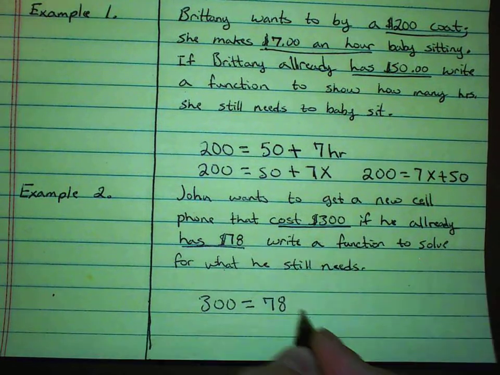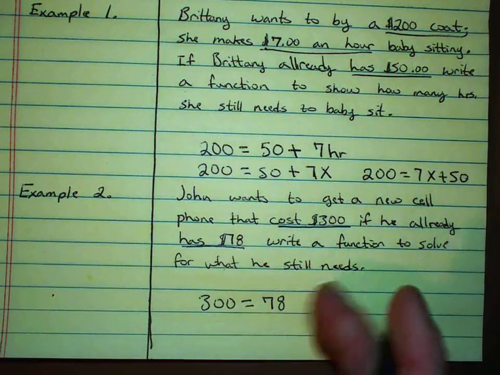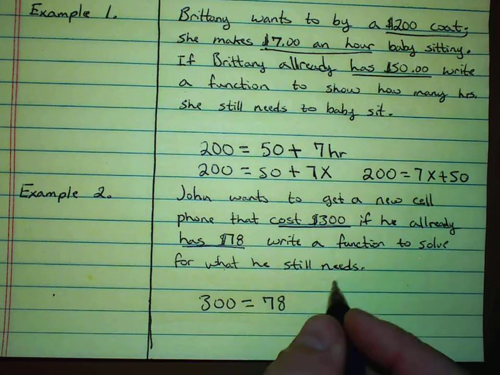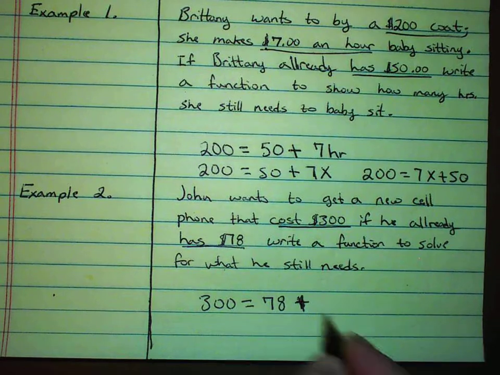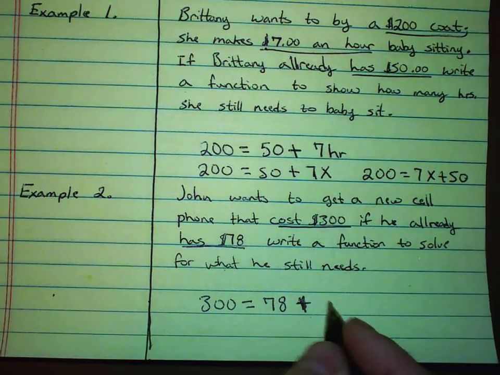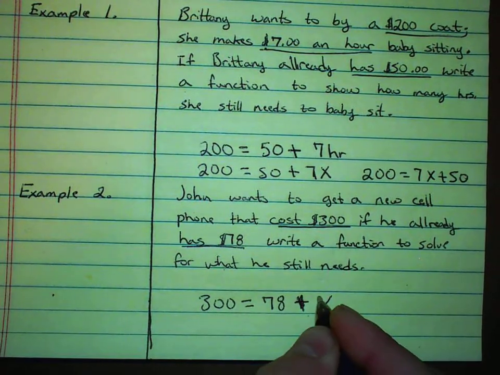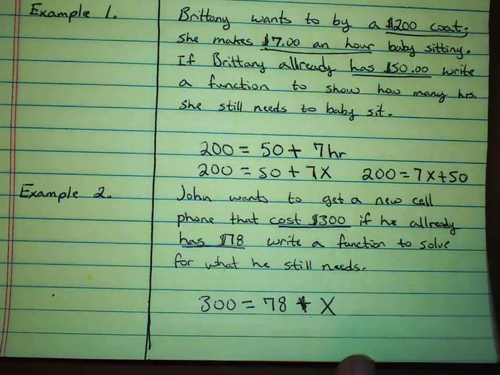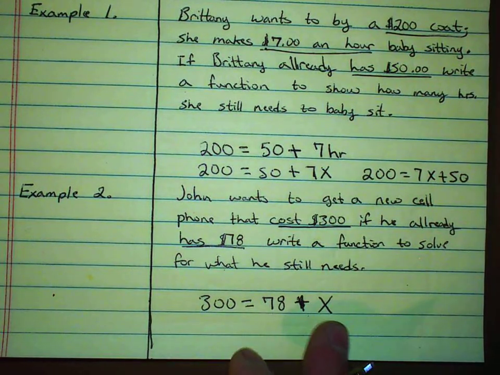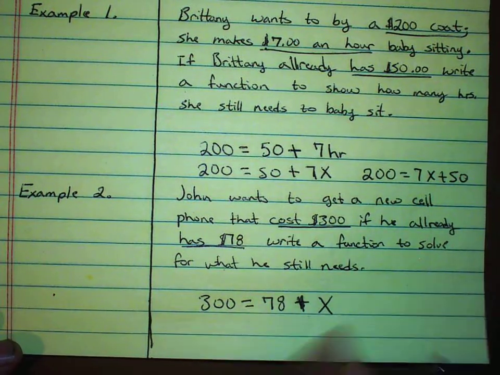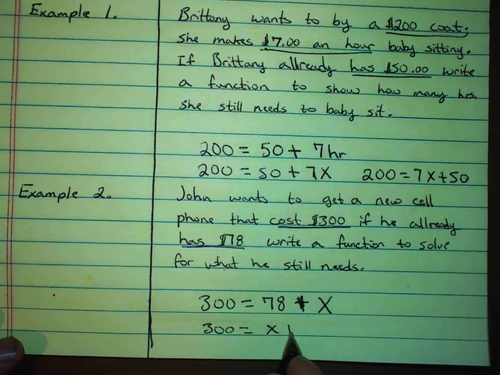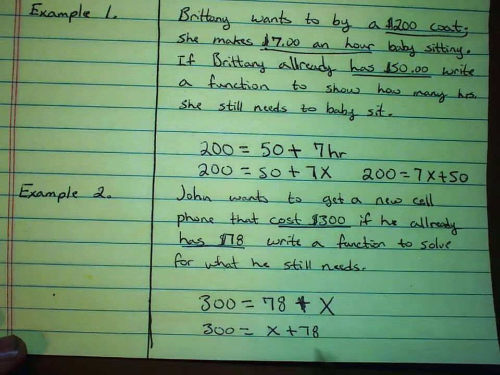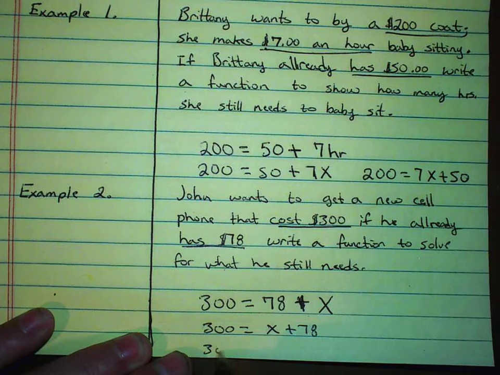Okay. Now, if he still needs more money to make it to 300, then we're going to have to add. What are we going to have to add? Well, that's what we don't know. That's the part of the function we have to solve for. So x represents the amount of money he still needs to make. Now, it can be written like this. It could be written like this. It could even be written like this.